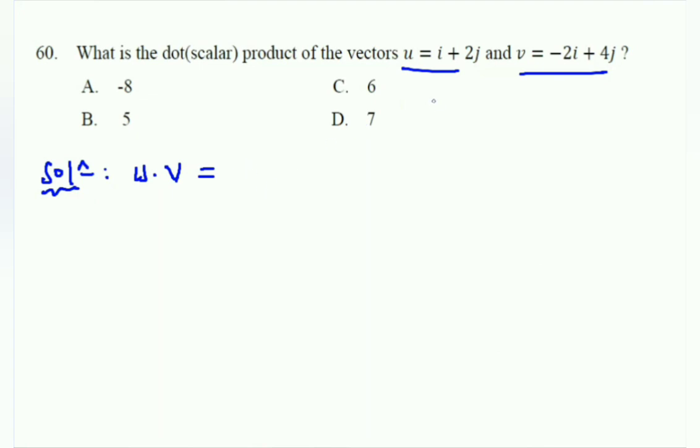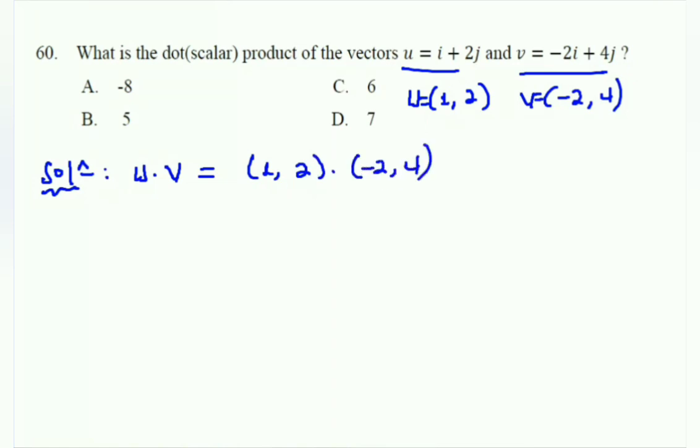So let us write u first in component form. u is exactly the same as (1, 2), and v is the same as (minus 2, 4). So take the dot product of (1, 2) with (minus 2, 4). 1 times minus 2 is minus 2, plus 2 times 4, which is 8. Minus 2 plus 8 is 6. Therefore, the dot product of these two vectors is 6.